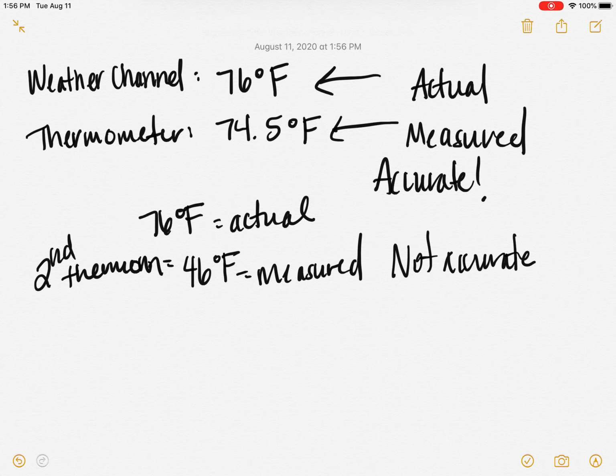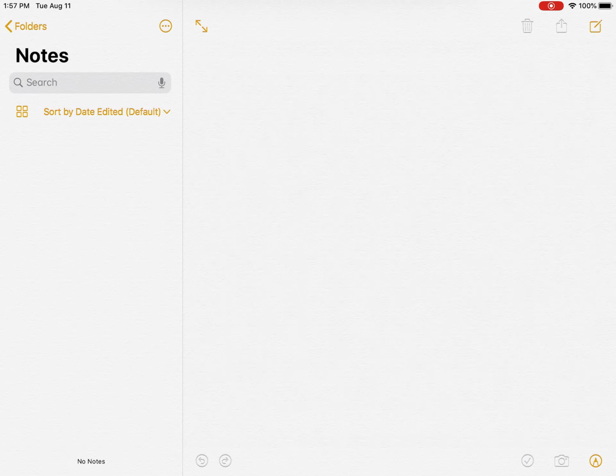So when we're talking about accuracy, we're discussing how close a measured value is to an actual value, okay? And that's the basis of the word accuracy. Now, in a different discussion, we're going to talk about the word precision.